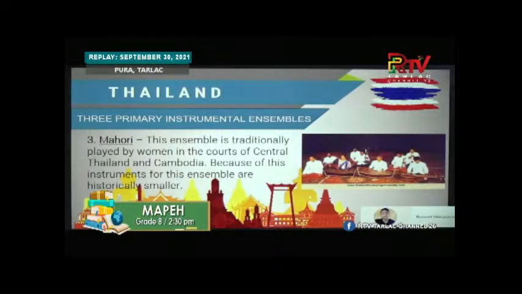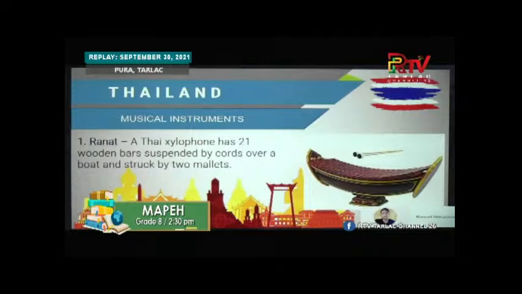Now, these are the musical instruments of Thailand that can be found in their instrumental ensembles. Number 1. Ranat, a Thai xylophone that has 21 wooden bars suspended by cords over a boat and struck by 2 mallets.